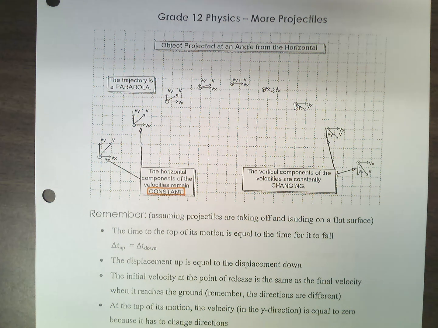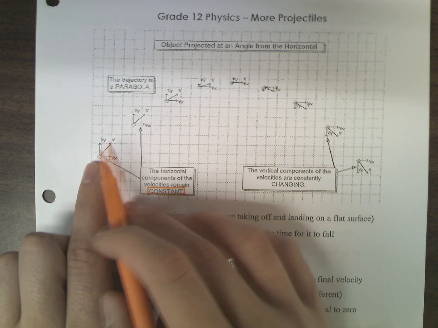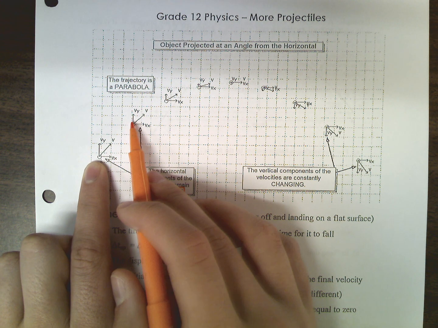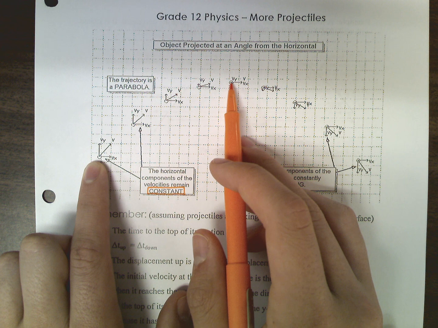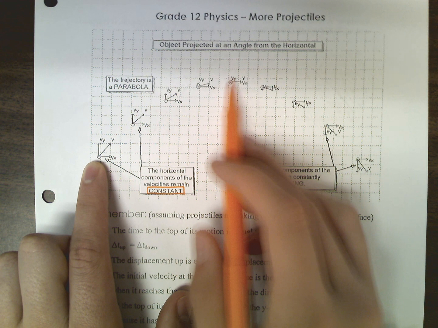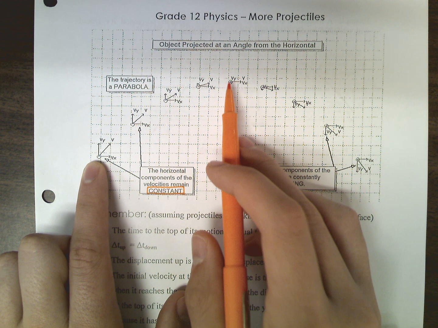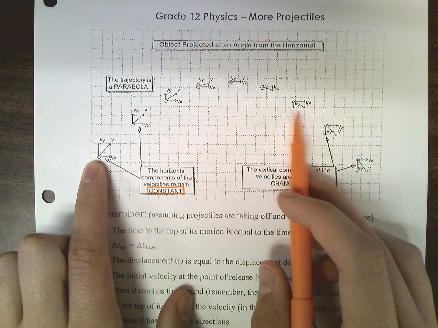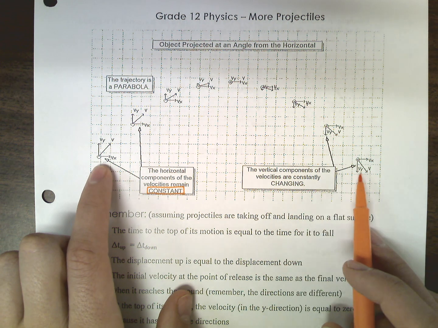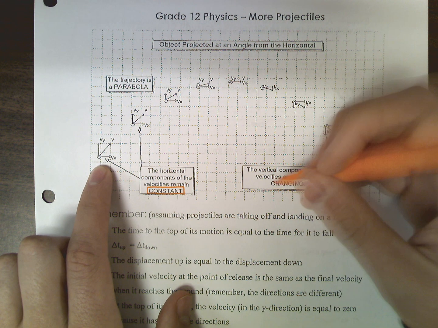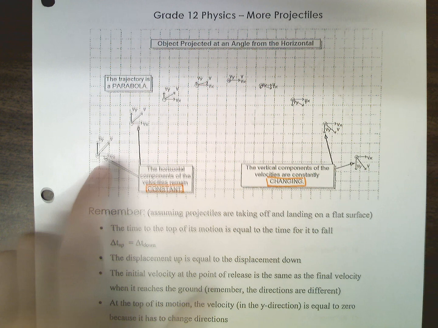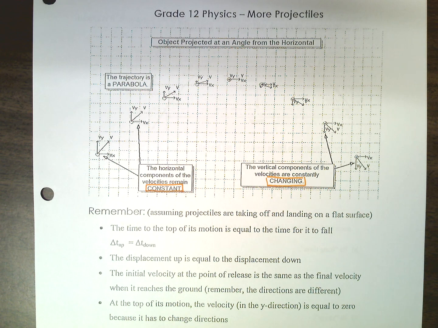It stays the same. However, what you'll notice is the vertical components on the way up seem to be getting smaller to a point where they're zero just for a brief moment at the peak of the trajectory. The y component of the velocity is zero, and then they begin to increase again in the opposite direction, in the negative direction. So therefore, we can say that the y component of the velocity is always changing. And the reason for this, as I'm sure you can guess, is because of gravitational acceleration.